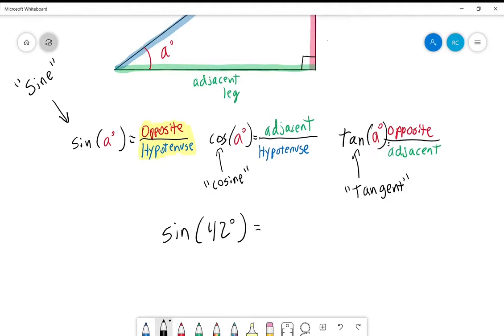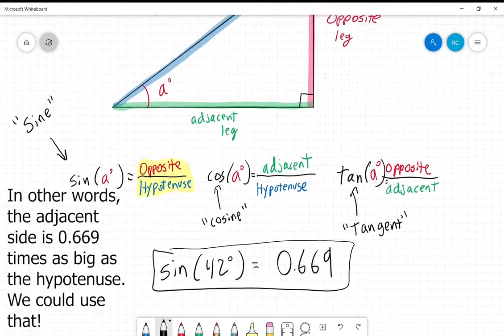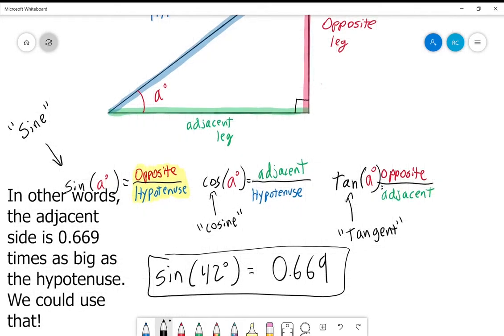Now, I'm going to show you on Google's calculator how to input this, but for now, I'm going to use my own calculator, and I'm going to say sine of 42 degrees equals 0.669. Nice. And that's just a calculator thing.